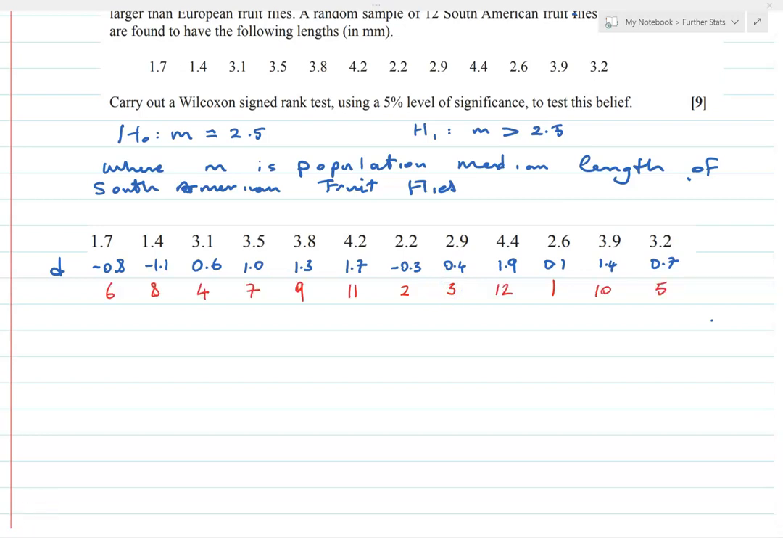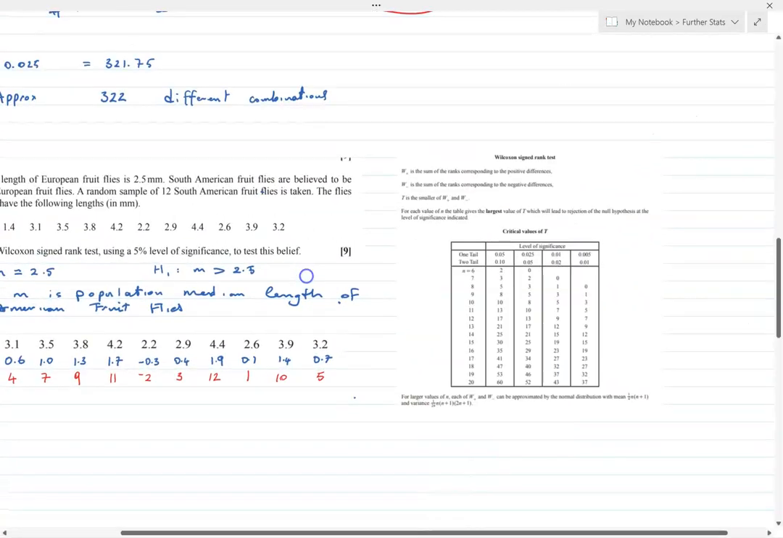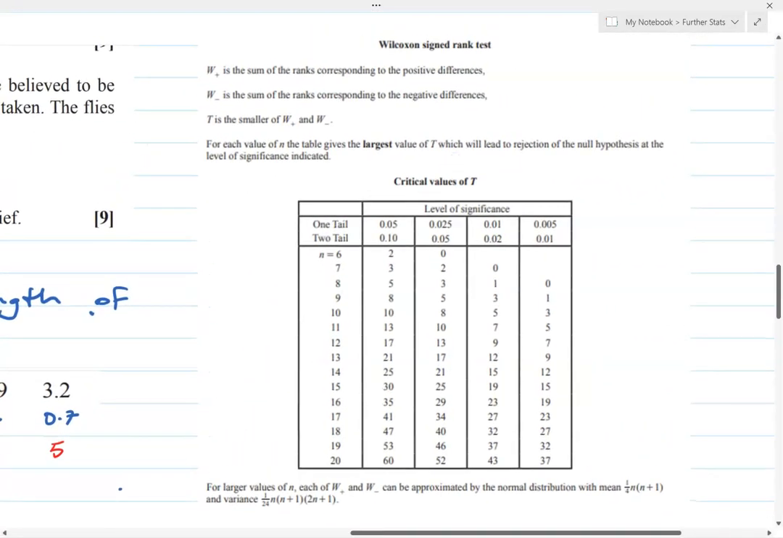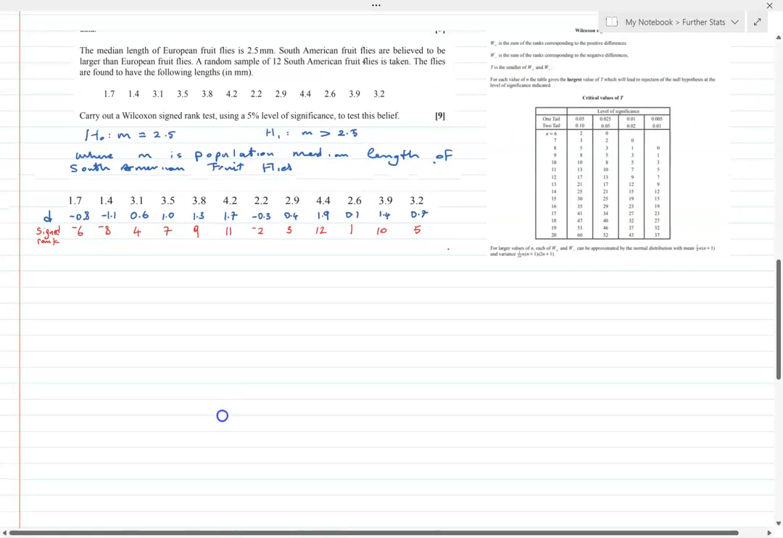Then we write the signed rank, and I tend to do that afterwards. Don't attempt to put the negative in whilst you rank, just ignore it. For the signed rank, we take any negatives and re-establish them in the numbers for our rankings. So we've got the negatives and the positives. This is all described in the formula book, by the way. W plus is the sum of the ranks corresponding to the positive differences, and W minus is the sum of the ranks corresponding to the negative differences.